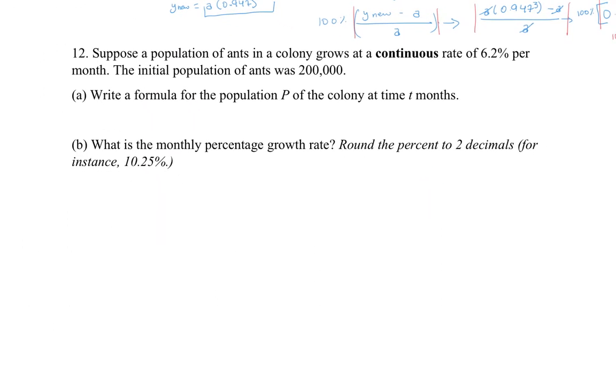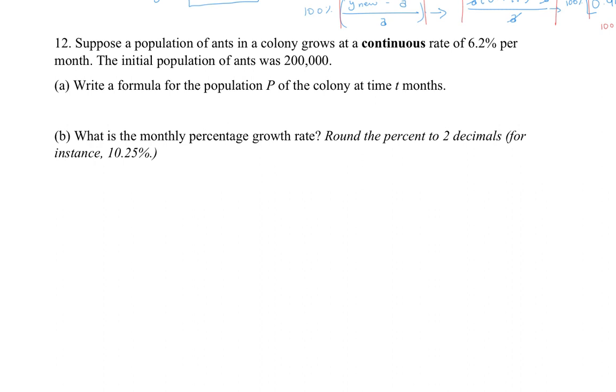Alrighty, and now number 12. Suppose a population of ants in a colony grows at a continuous rate of 6.2% per month, right? The initial population is 200,000. So this is our initial. Write a formula for population P of a colony of T months. So we know P and we know T.